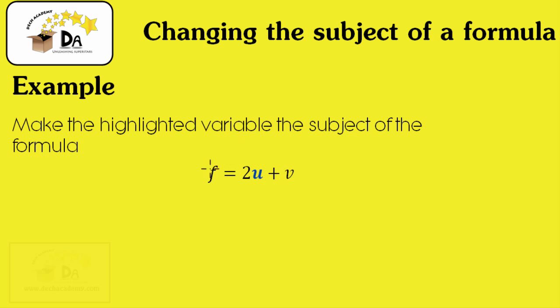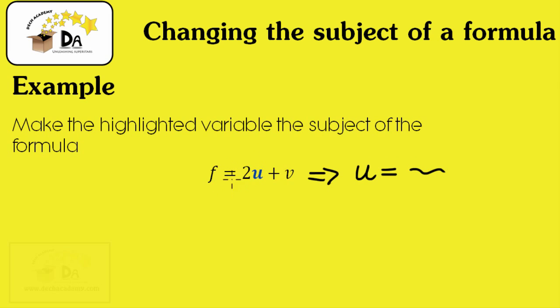Here is another example, a more complicated one from the ones we've seen. Here we have the equation f equals 2u plus v. We want to make u the subject of the formula. Use the highlighted variable in this case. So you want an equation where u is on the left hand side and the only term on the left hand side, an equation of the form u equals something.